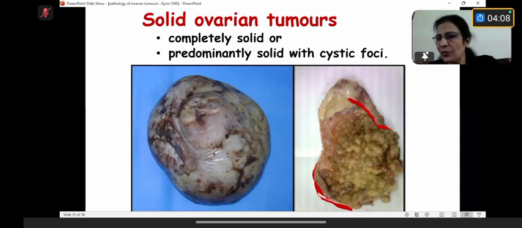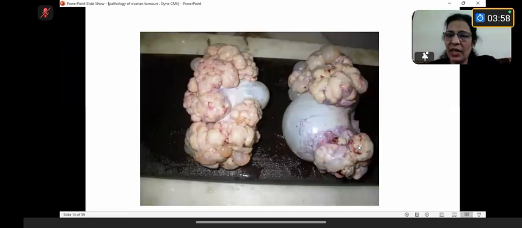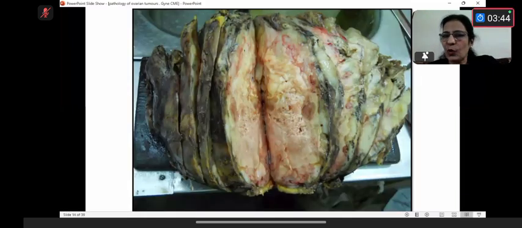So what we do is we ink the capsule and then take the section to look for any capsular breach which is present or not. And this was a mucinous cystadenocarcinoma in this tumor. Here one can see that both the tumors, bilateral ovaries, were removed and there were extensive surface proliferations. Of course, there were areas of intact capsule also. So this was from the bilateral malignant mucinous cystadenocarcinomas.